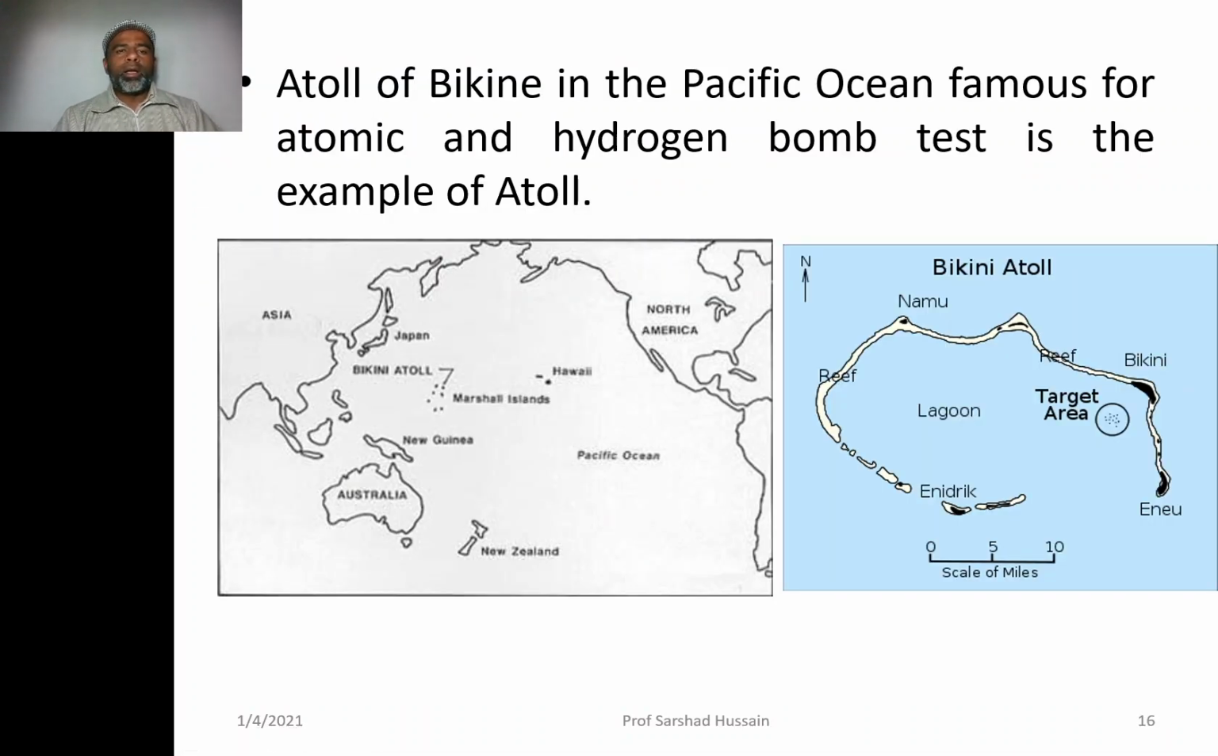Now, the example of the atoll coral reef is the Bikini atoll. You can see this is Asia and Japan. Near Japan, just below it, Bikini atoll is there. Bikini atoll has this type of feature. These islands are formed of the coral reefs, so this is the example of atoll reef where no island is present inside it because the island has submerged later on.